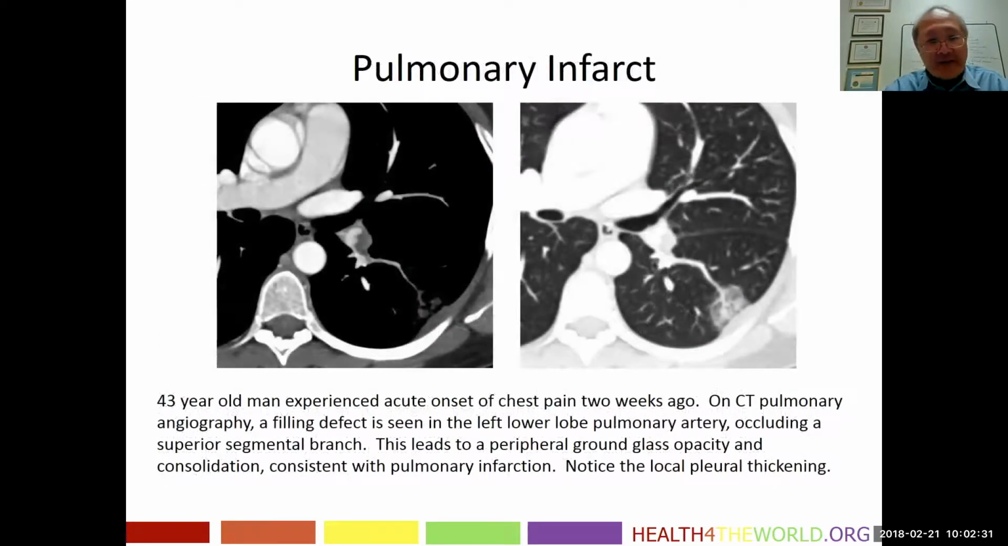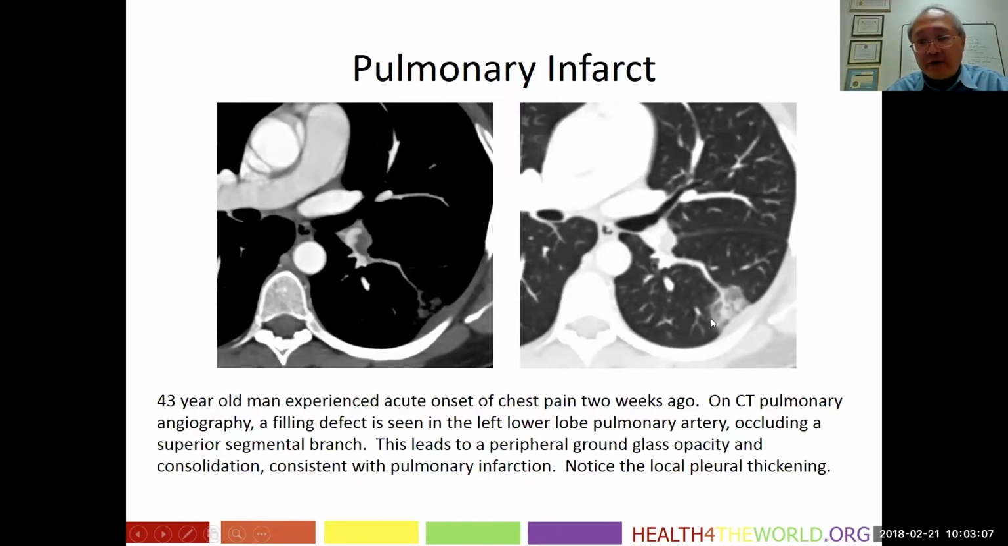Finally, I present a case here that ties together the vascular disease associated with pulmonary disease. Here's a 43-year-old man with acute onset of chest pain 2 weeks ago, but he didn't seek care until later on when his chest pain got worse. On a CT pulmonary angiogram, we see a filling defect inside a left lower lobe pulmonary artery. And in fact, you can see that this filling defect occluded a branch of the superior pulmonary artery of the left lower lobe all the way out to the periphery of the lung.